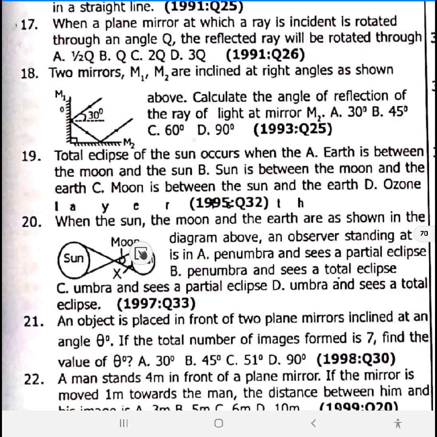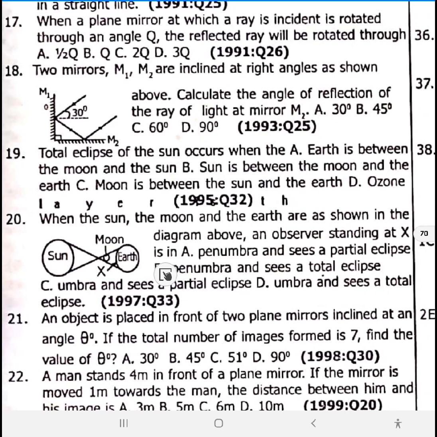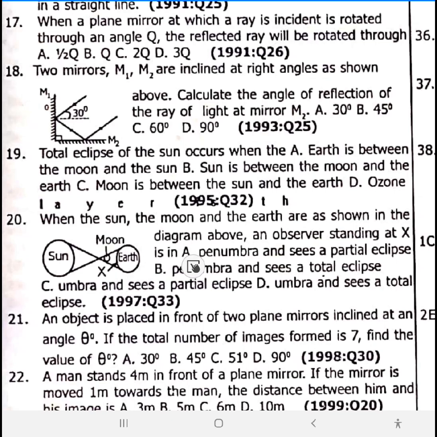This one now, it's like eclipse of the sun. When the sun, the moon, and the earth are shown in the diagram above, the observer standing at X, somebody standing here, is in the penumbra region and sees partial eclipse. It's not in the main part. To be in the main part, you need to be around this place of the earth, but just slightly down, you are in the penumbra region.